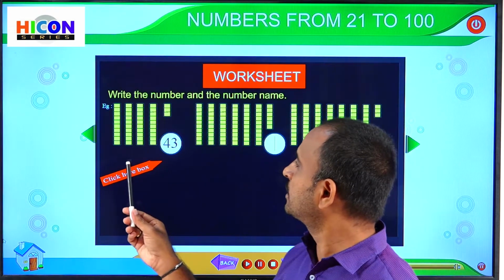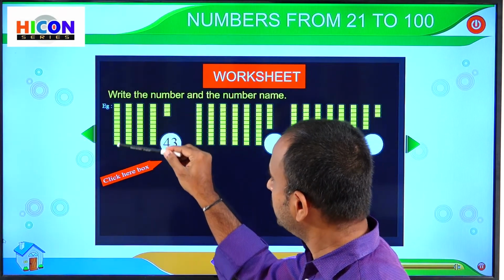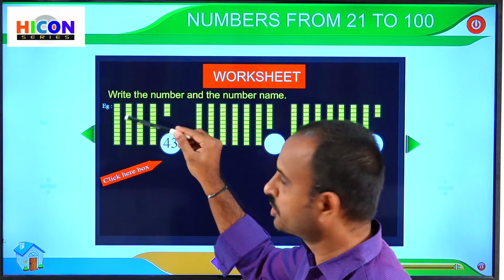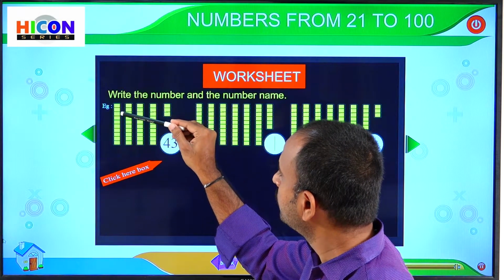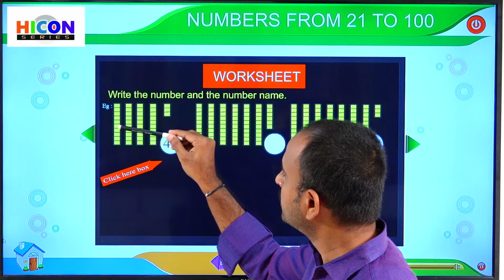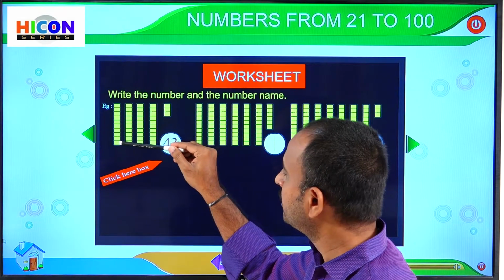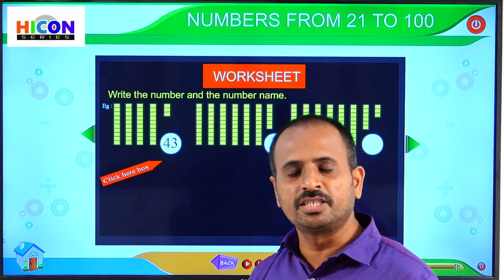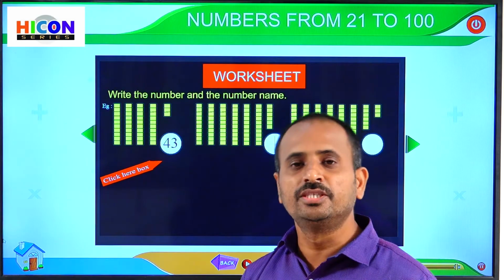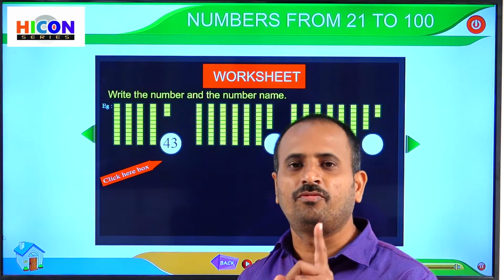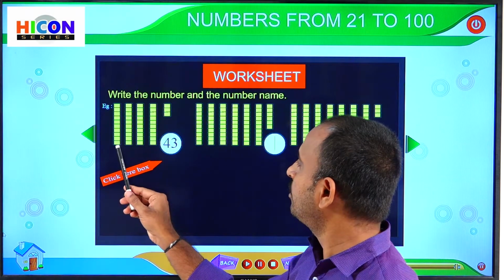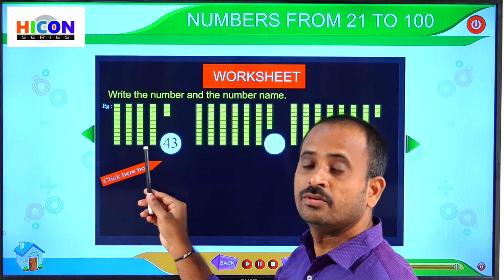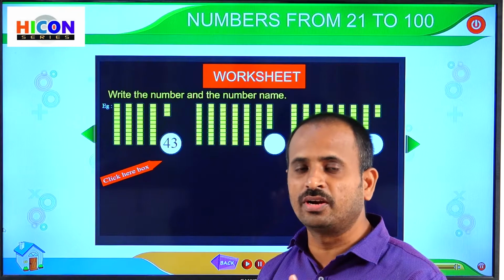So children, see the first example. So here, each strip. How many blocks are there in each strip? So let us count 1, 2, 3, 4, 5, 6, 7, 8, 9, 10. So children, each strip has 10 blocks. That means each strip represents 10. How many strips are there here? 1, 2, 3, 4. So total 4 strips are there. That means total 4 tens are there.